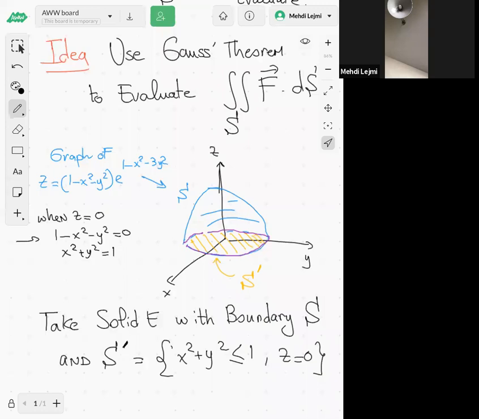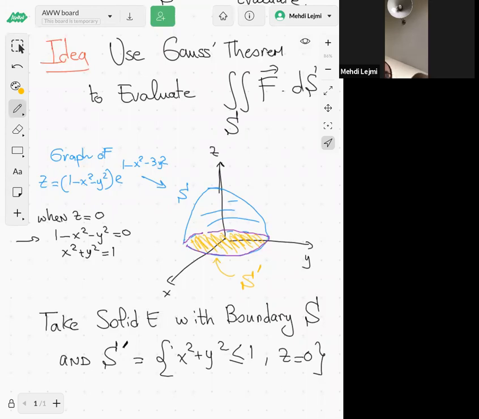Okay. So what we are doing, guys, is we want to use Gauss theorem, right? First, you need to find a solid E with boundary given by S. But if you take the interior of this surface S, of this paraboloid, you're going to have two pieces in the boundary. The first piece is S, but then there is a second piece which is given by the bottom here, right? This bottom here. Okay.